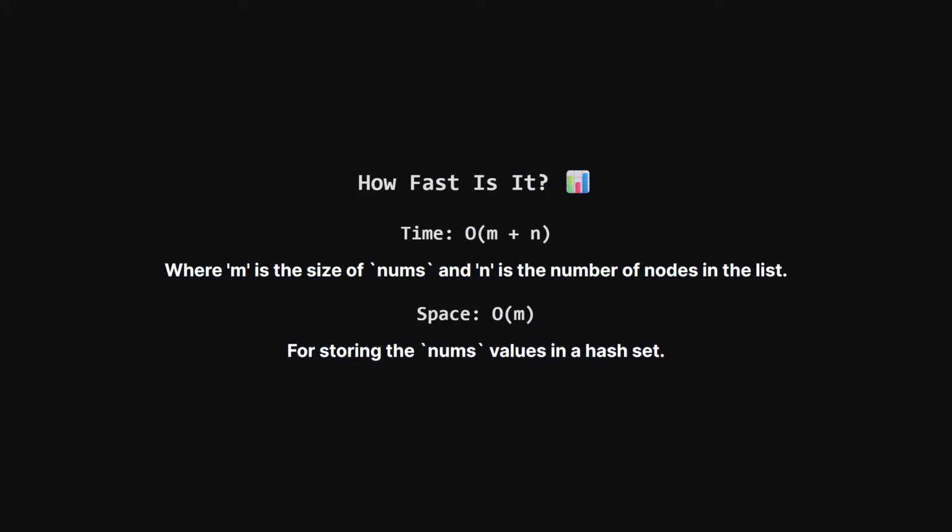So how efficient is this? For time complexity, it's big O of m plus n. M is the number of items in the nums array, which is the time it takes to build our set. And n is the number of nodes in the linked list, which we have to visit once.